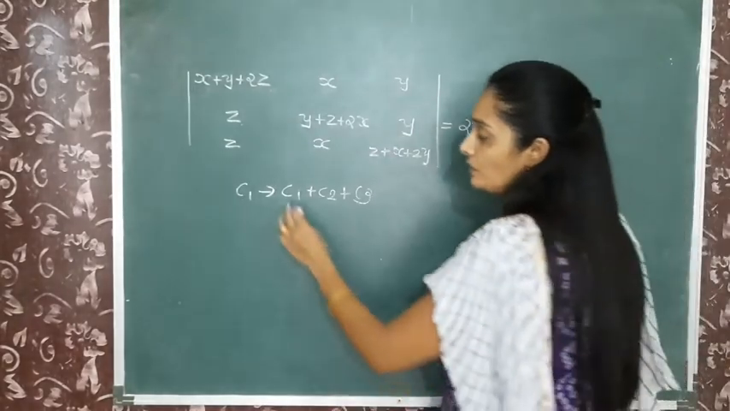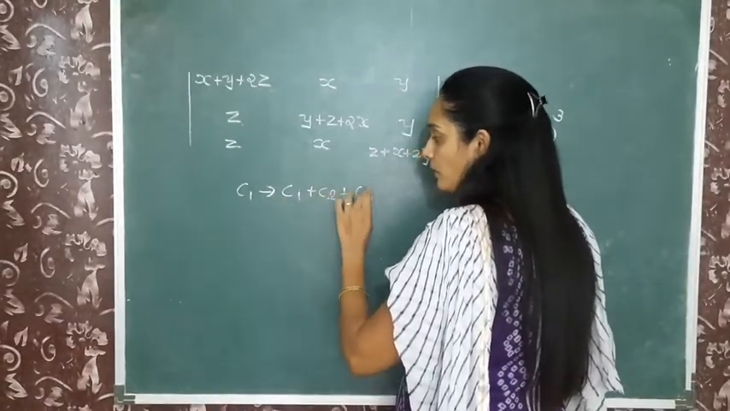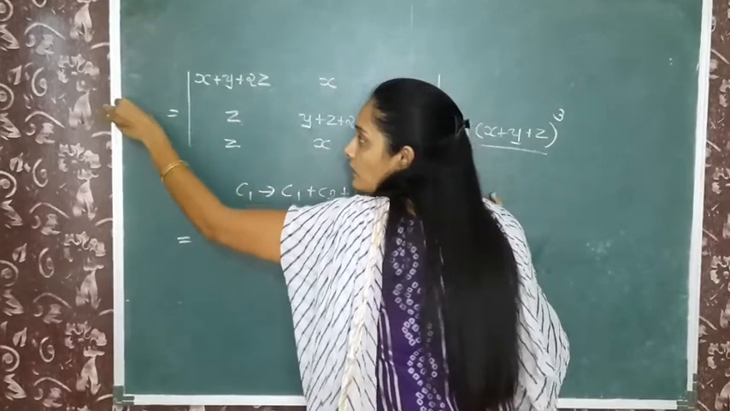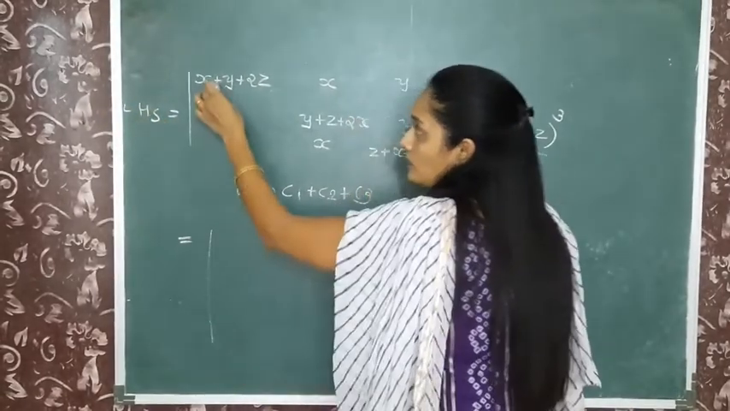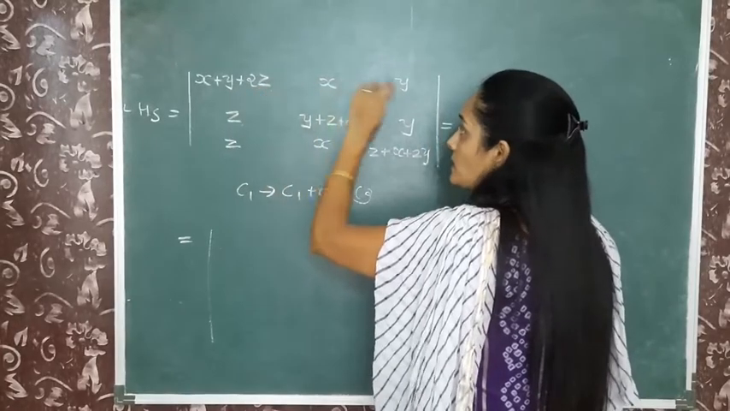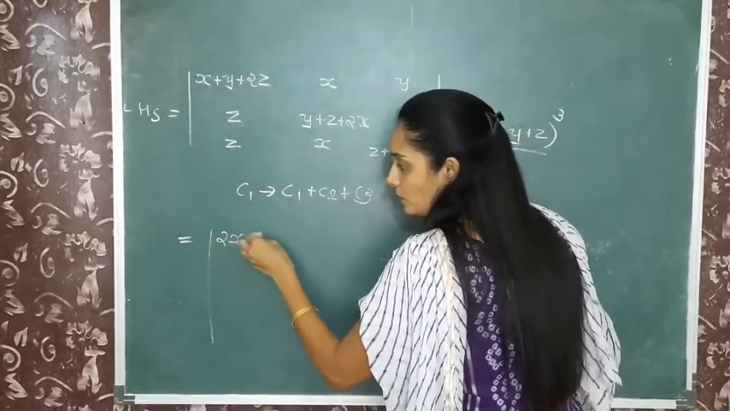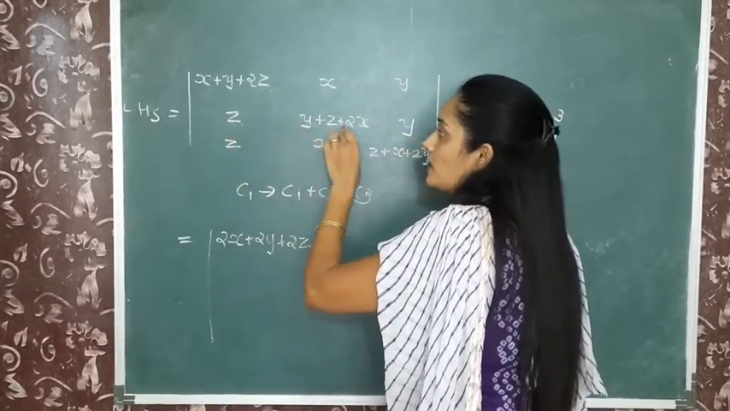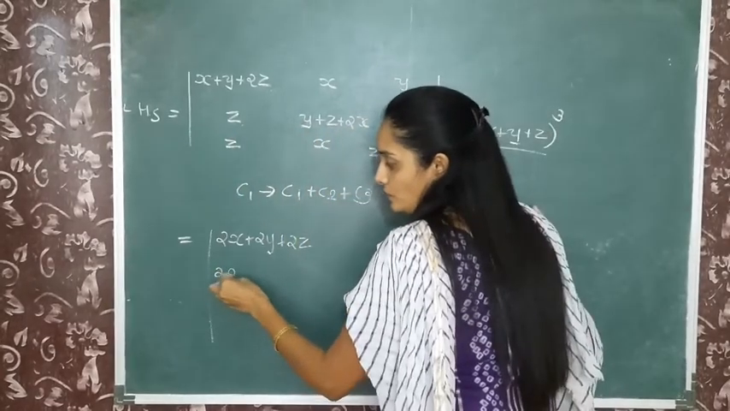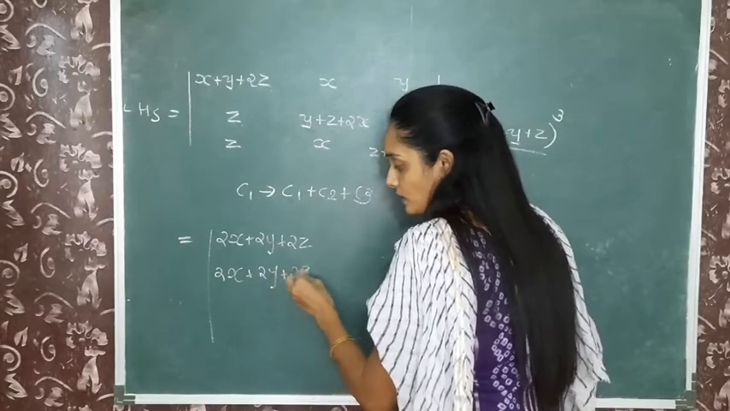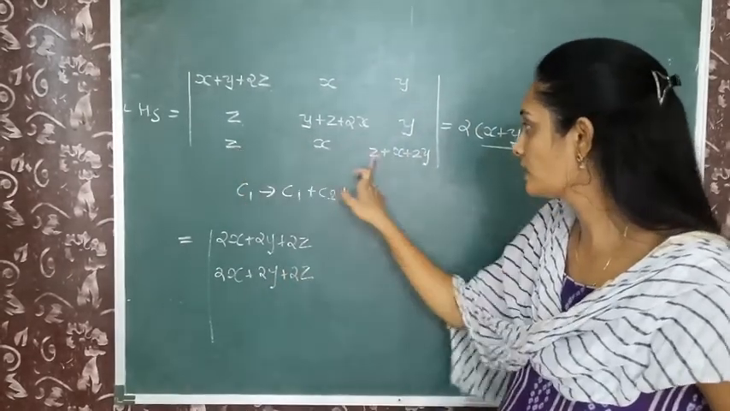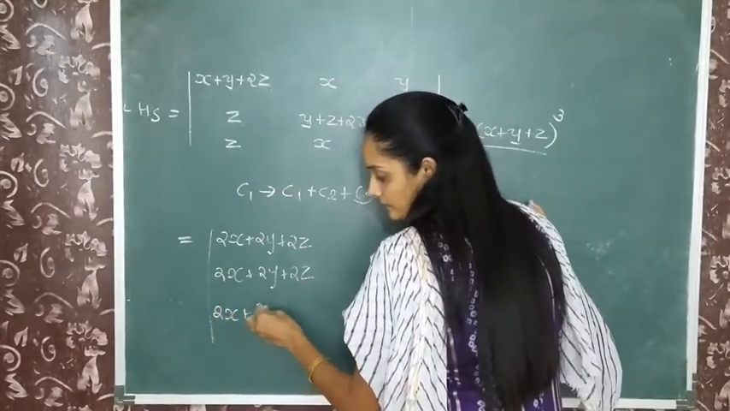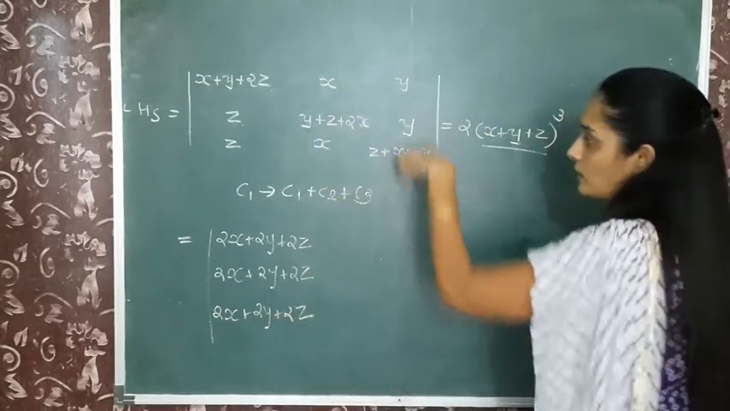So here we have to do C1 transfer to C1 plus C2 plus C3. That means second column and third column are added in the first column. So here x plus y plus 2z plus x plus y, so 2x plus 2y plus 2z. Here z plus y plus z plus 2x plus y, so 2x plus 2y plus 2z. And here z plus x plus z plus x plus 2y, so 2x, second and third column as it is.